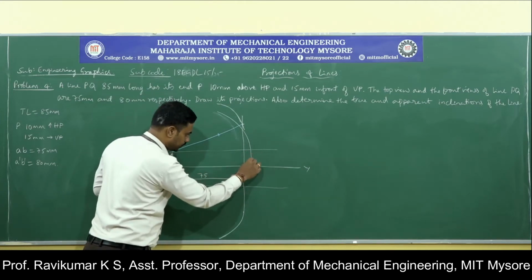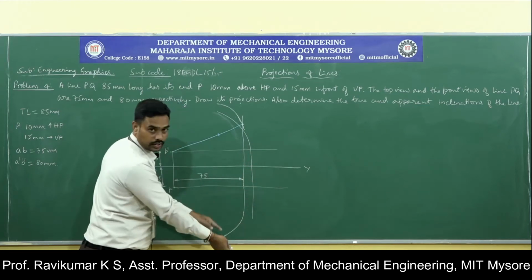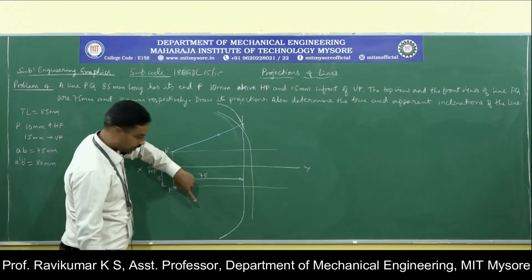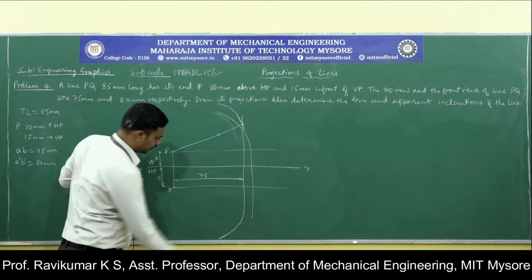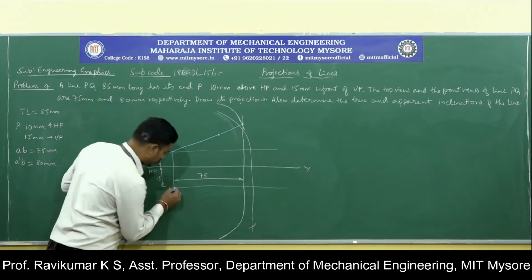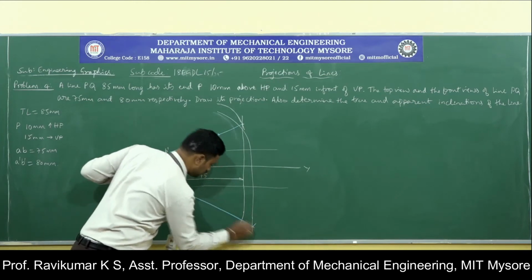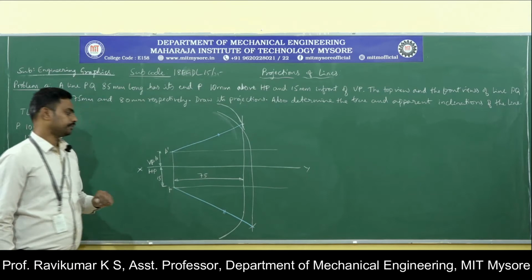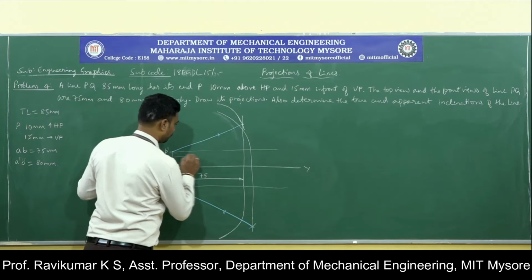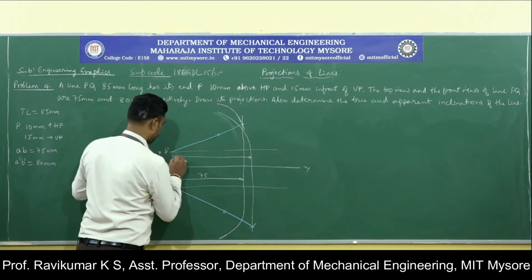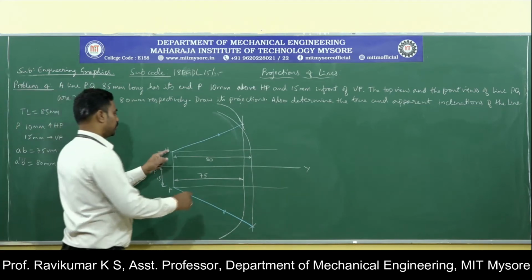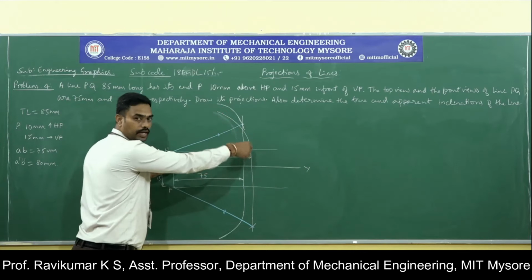So from this point, if you project it, you will get the true length, and I know that true length is 85 mm. So select 85 mm in your compass, select P as center, cut 85 mm, and join those two points. So this will be the true length, where this distance will be 80 mm. So I have used the radius to make it parallel.